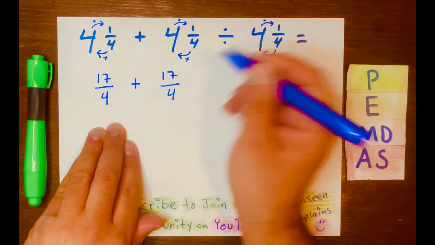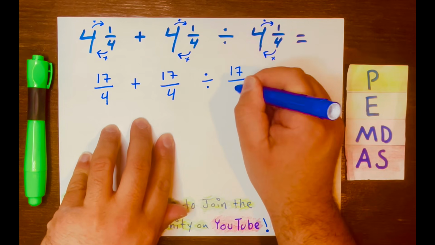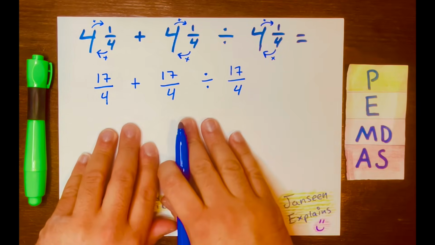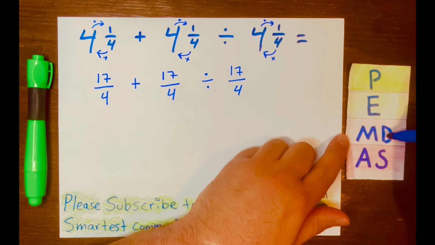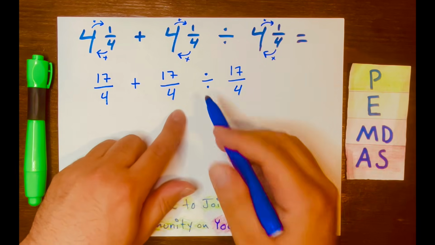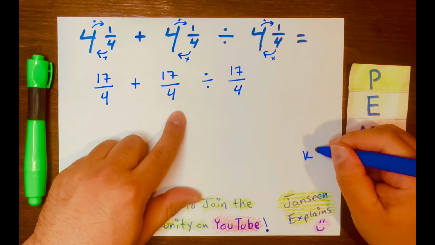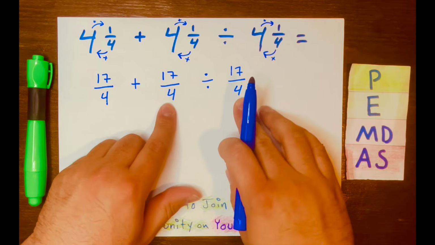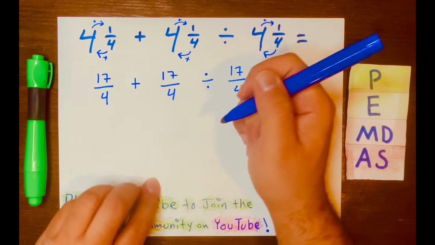17 over 4 divided by 17 over 4. Look at that. These are all improper fractions. Now, looking at PEMDAS, PEMDAS is telling me that division goes first, not addition. So we're going to use this rule or method called keep, change, flip to help us with these two fractions and that division symbol. So we keep the first part of the fraction.